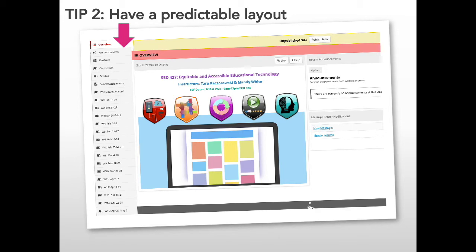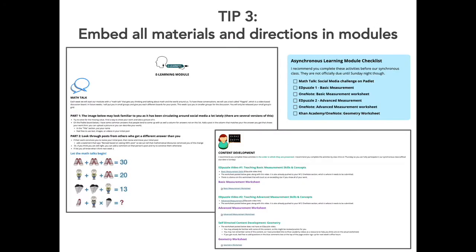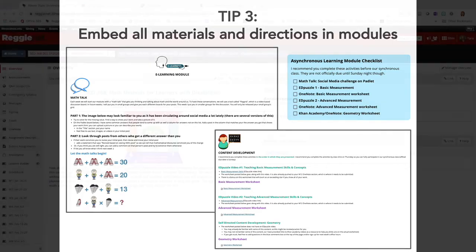This left-hand column is where students will click to navigate your course, so it is essential it is intuitive. ReggieNet has a variety of tools that can be reordered in this column. Perhaps one of the most useful tools is the lesson tool that will allow you to build weekly modules for students to complete. My final tip before we actually dive into the ReggieNet platform itself is to embed all of your weekly materials and directions within each of your module pages. If students need to hunt for something, they may not complete it.